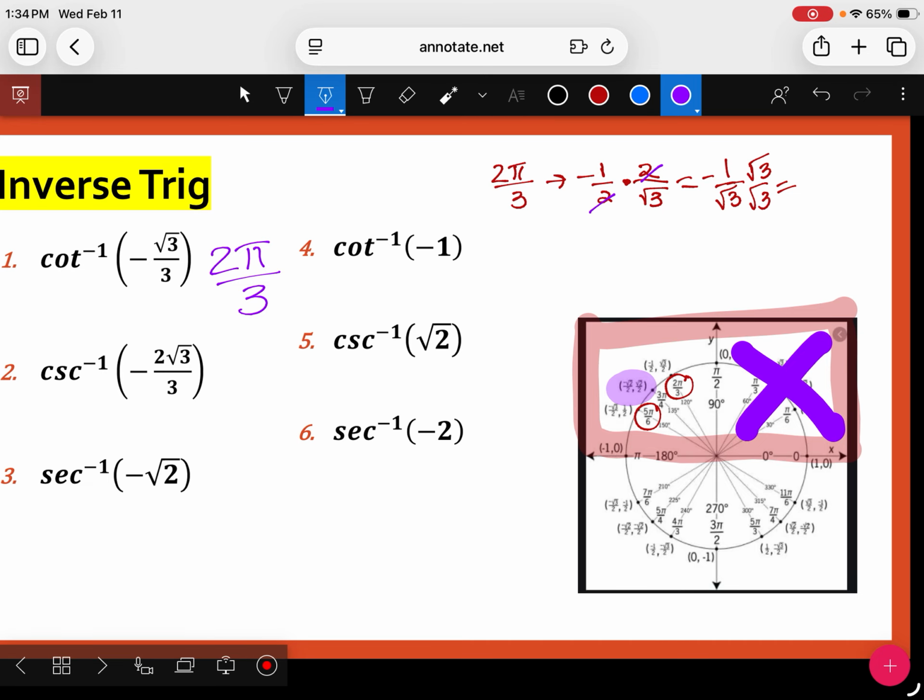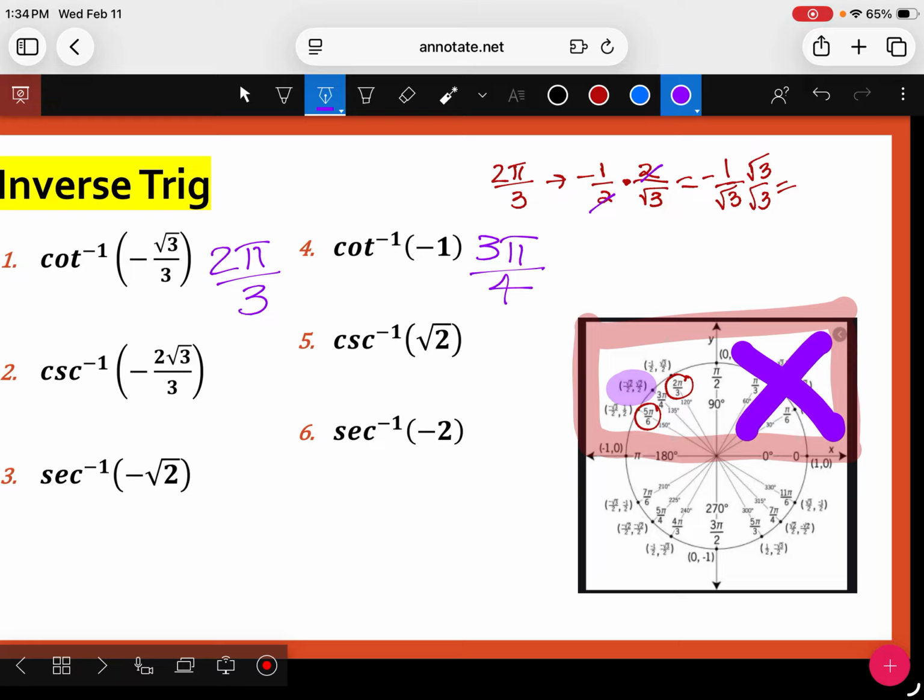I know I'm out of order, but let's jump down to 4 because it's right there. Number 4 is asking what angle has a cotangent of -1. So what angle do you think that's going to be in quadrant 2? 3 pi over 4. All right, so we got that done.